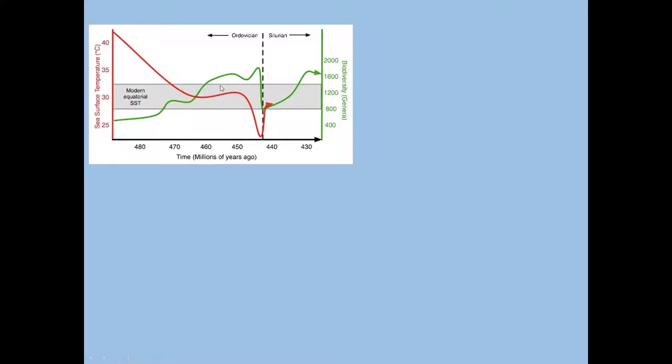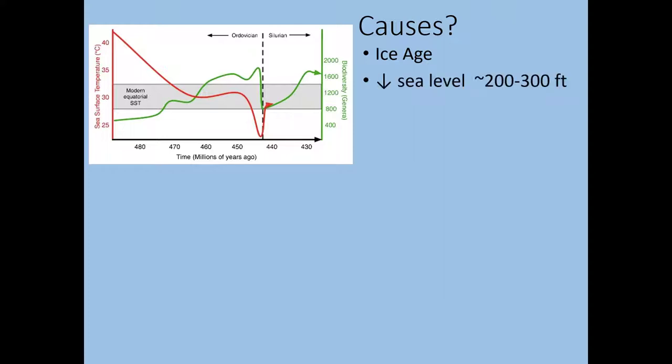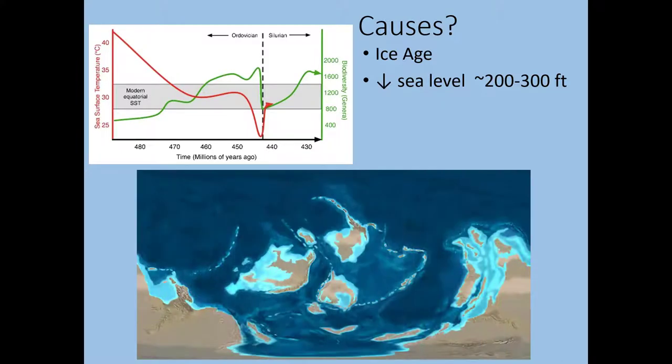This gray shaded area shows you where modern equatorial sea surface temperature is. That's what that stands for. So you can see that at the end of the Ordovician, equatorial sea surface temperatures dropped. So why? And how did that impact the organisms that were living at the time? There's evidence in the end Ordovician for an ice age. Not the first ice age, but an ice age. One that was significant enough that sea level ended up dropping between 200 and 300 feet, which is comparable to what we experienced in the last ice age in North America about 12,000 years ago.